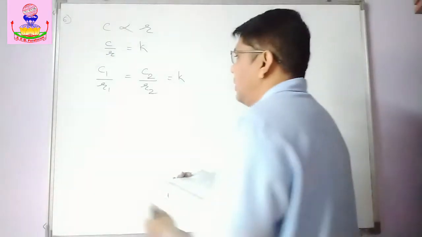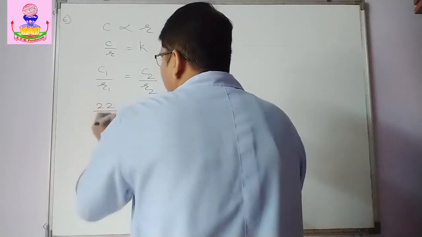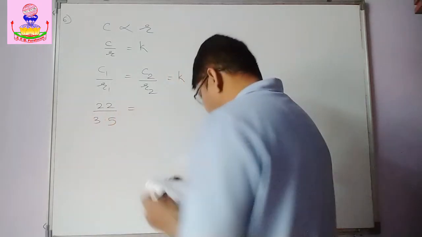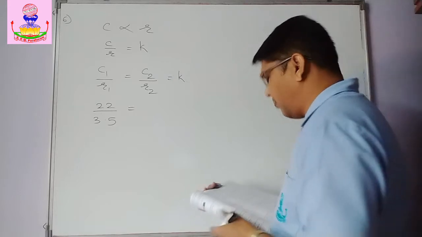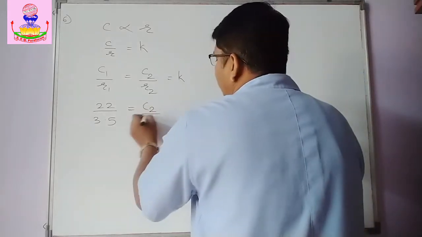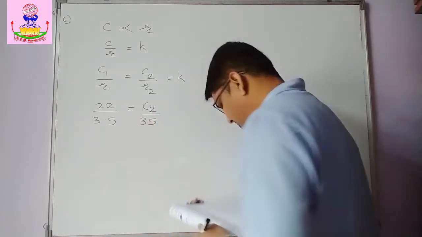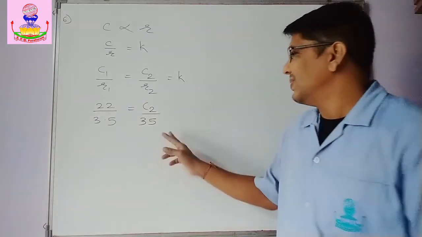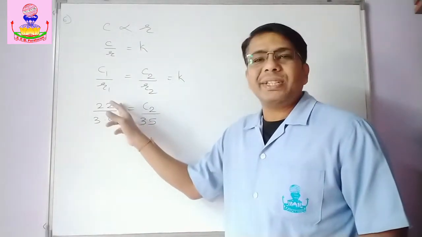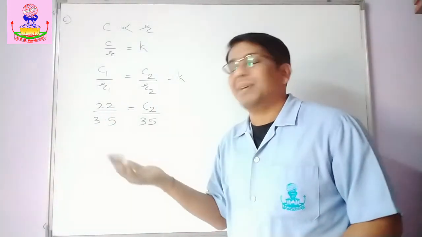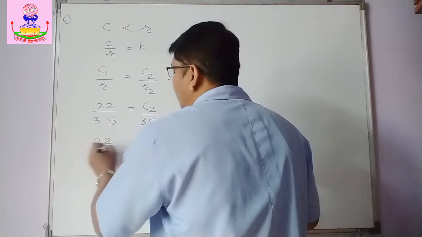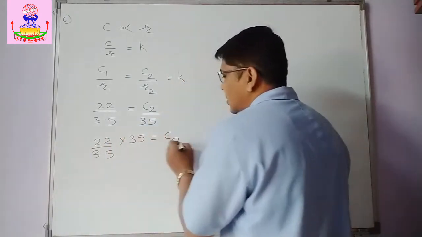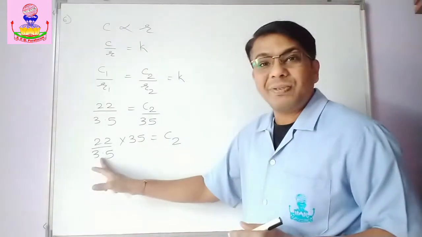So we can consider these two. Now see here. C1 is given 22. When the circumference is 22, radius is 3.5. When the circumference is, we don't know, we need to find it out. So C2, radius is 35. Okay, and you need to find out what is C2. So bring this 35 to this side. When it comes to this side, it will be in multiplication. So 22 upon 3.5 into 35, that is equal to C2.